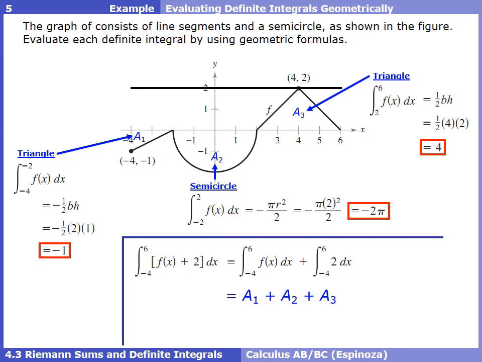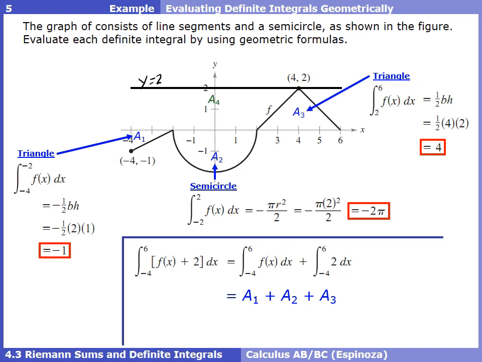Well, we're going to have to graph 2 as a function. We don't know what the f function is. We just have this set of straight lines and a semicircle, so we don't know what the function f is, but it's graphed for us. Could we graph the function 2? Well, yes. This line that I just drew is the function y equals 2.